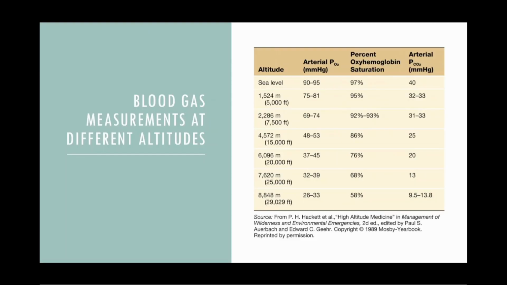That's where endurance training comes in: they live high, train low, to promote more red blood cells. So you can see here at sea level, our arterial PO2 is like 90 to 95. But if you look at 25,000 feet, you're down to 32 to 39 partial pressure of O2. So it drops a lot.